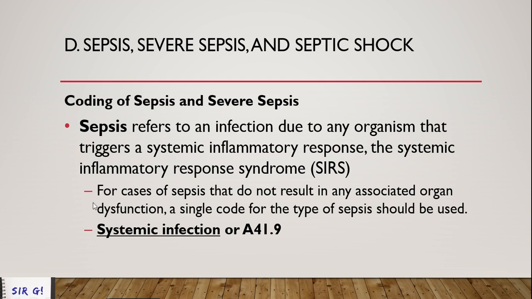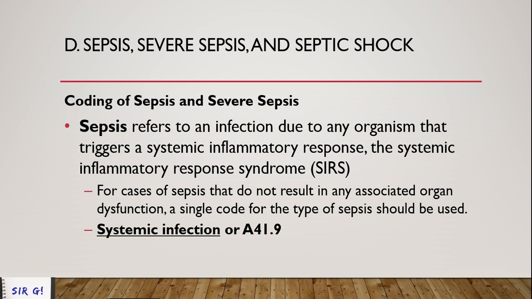Okay, for cases of sepsis that do not result in any associated organ dysfunction, a single code for the type of sepsis should be used, which is your systemic infection or specific. If they tell you a specific type of sepsis, you code that specific type of sepsis. But if the causal organism is not yet established, you need to use your A41.9, sepsis due to unspecified organism. It's very clear in the guideline that if you do not have any associated organ dysfunction yet, your code should only be one single code for the type of sepsis.